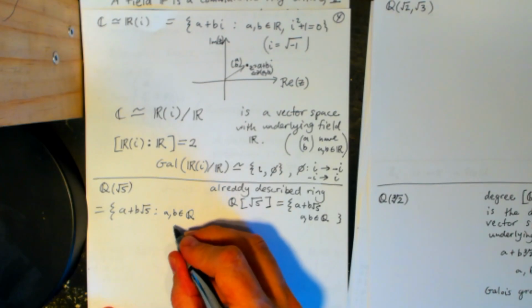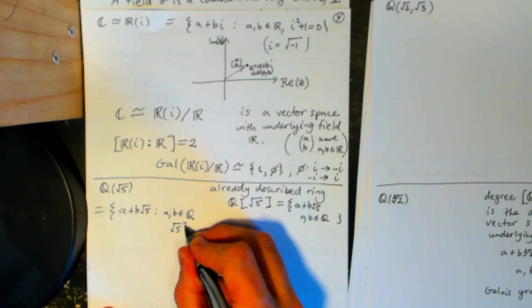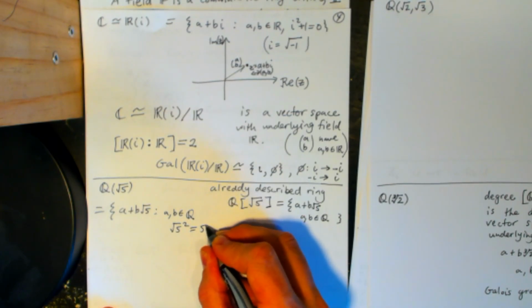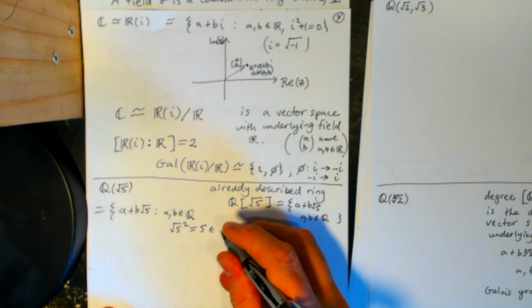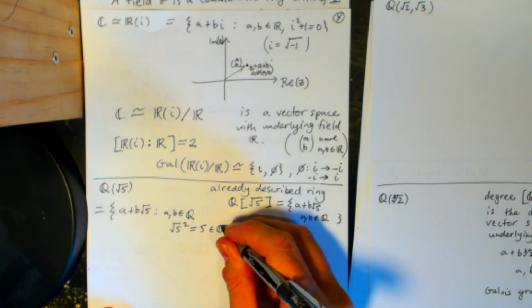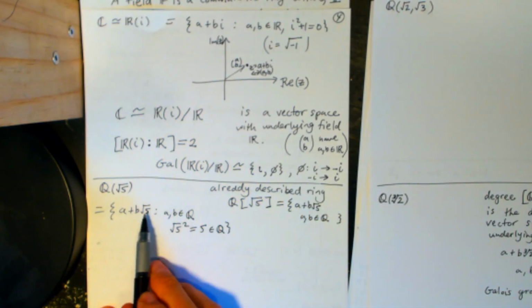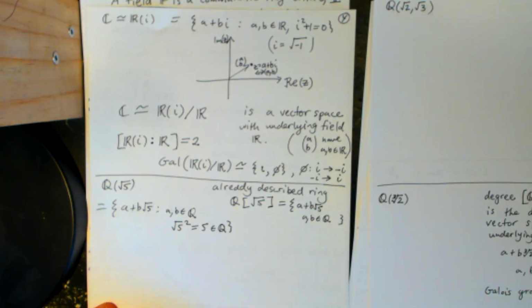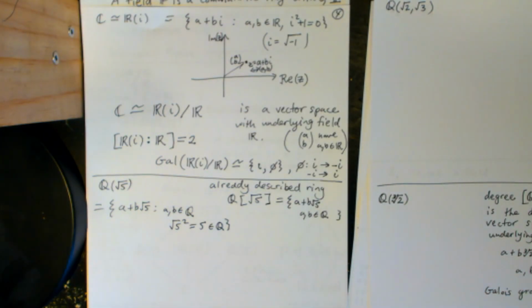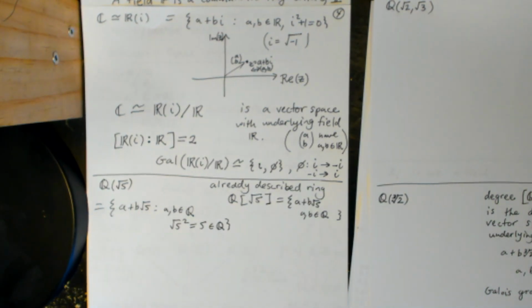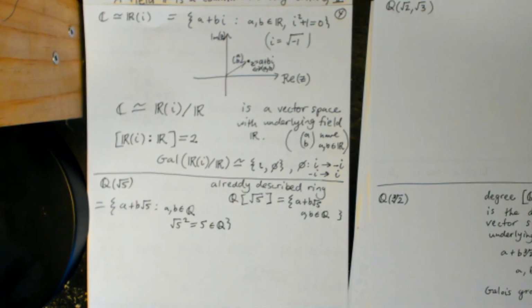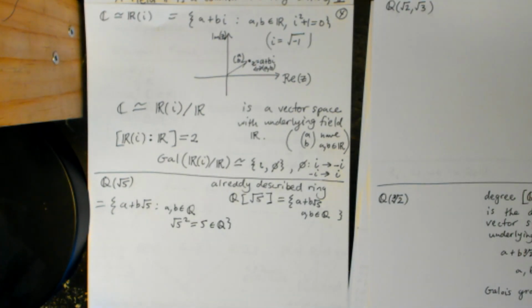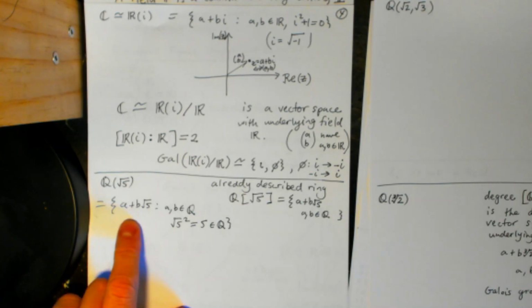And we know here that root 5 squared is equal to 5, and so that is rational, and so we don't need to keep going with this and represent root 5 squared and root 5 cubed and so on, because we only end up with elements of this form.